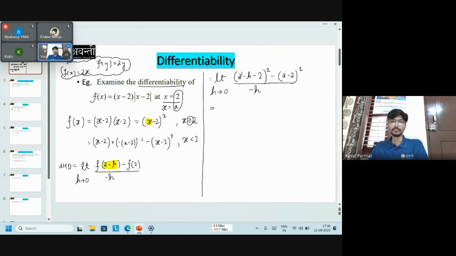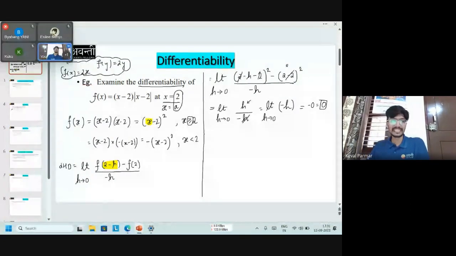The 2 gets cancelled, this is 0. So we get limit h tends to 0, minus h square upon minus h, and we are left with limit h tends to 0 of minus h. Since it is not an indeterminate form, just substitute the value of h. So minus 0, which is equal to 0. So this is my left hand derivative.